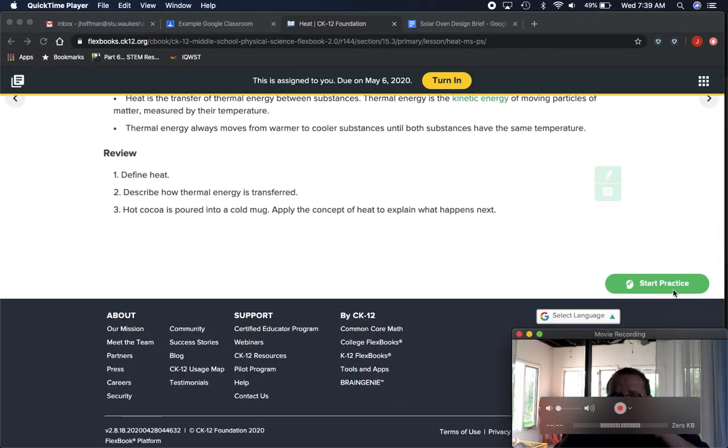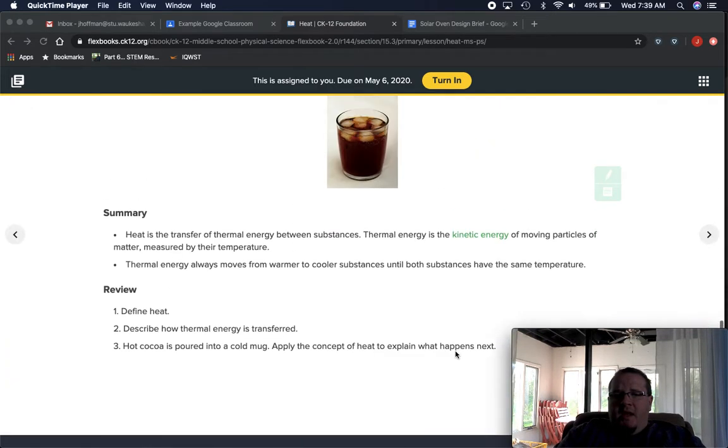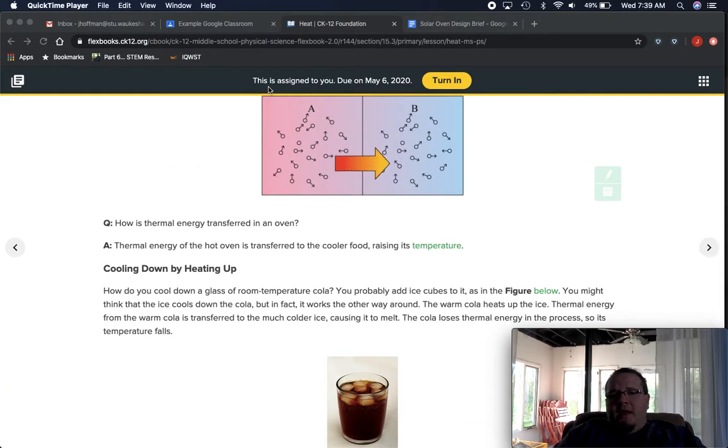When you're done, please complete this practice here. And then when you're done, click Turn In on the top of ck12. Again, do not turn in via Google Classroom. It needs to be in through ck12.